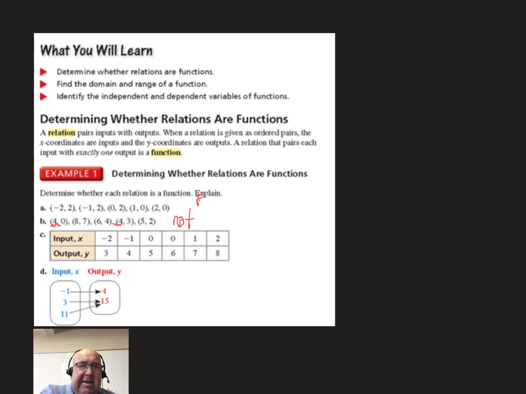Okay, looking at the input-output table, I see that the number 0 for an input has two different outputs. That's not a function. And then looking at the mapping, you want to look at the left side. Each number on the left side only has one arrow coming from it. Don't worry about the two arrows going to number 15 on the right side. You're only concerned with the x values, so that is a function. Alright, so that's how you look at it.